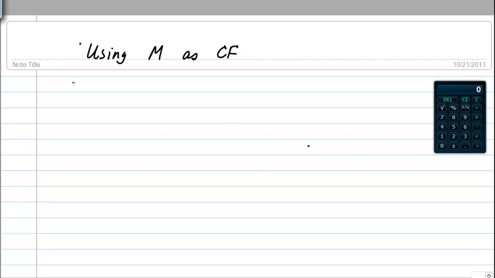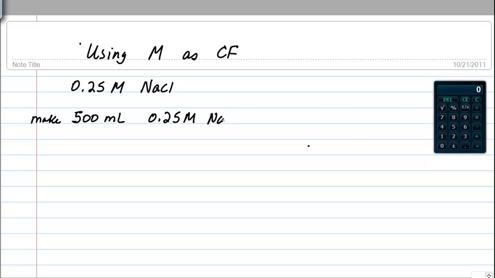Let's say we are given a solution that is 0.25 molar NaCl. And number one, let's say we're asked to make up 500 milliliters of that solution. So we want to make 500 milliliters of 0.25 molar NaCl.